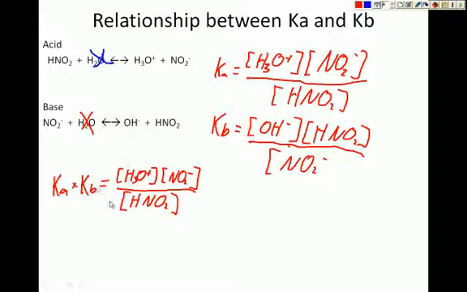Okay, so this is Ka right here. I'll write Ka right above it so you know. And we got that from up here. Now again, we're going to multiply this by Kb, and Kb is right here. So we're going to multiply this by Kb. And so again, I'll write Kb.